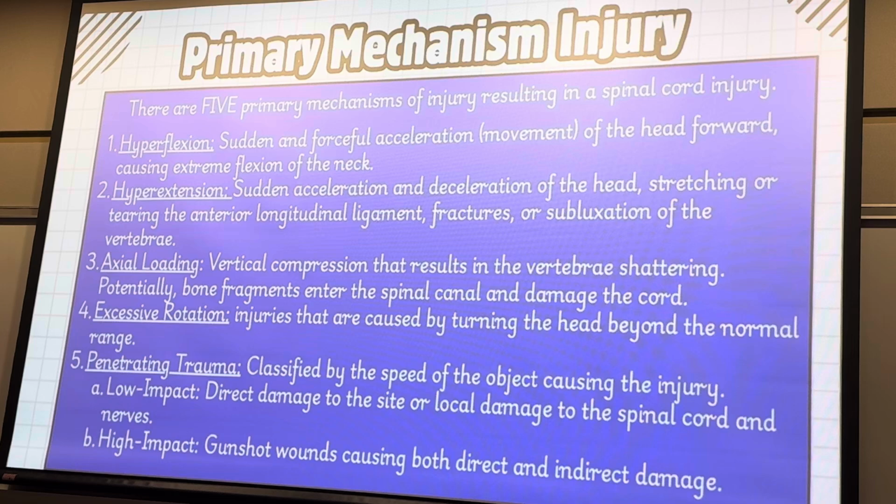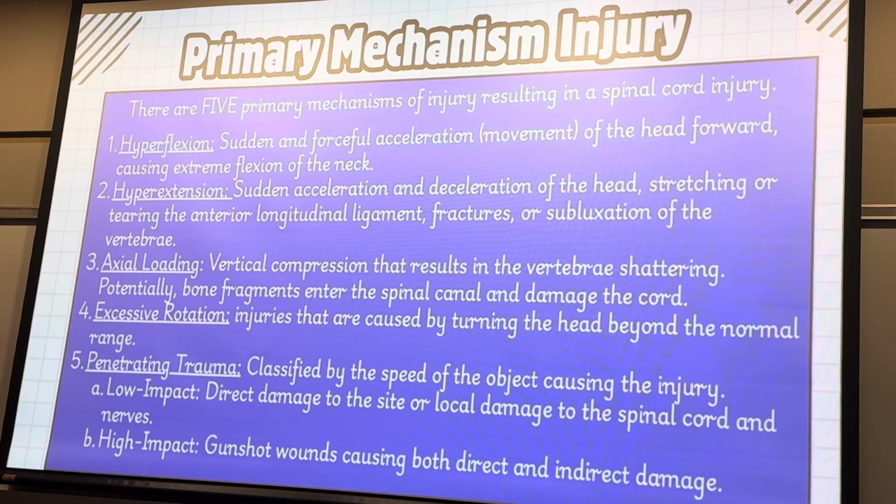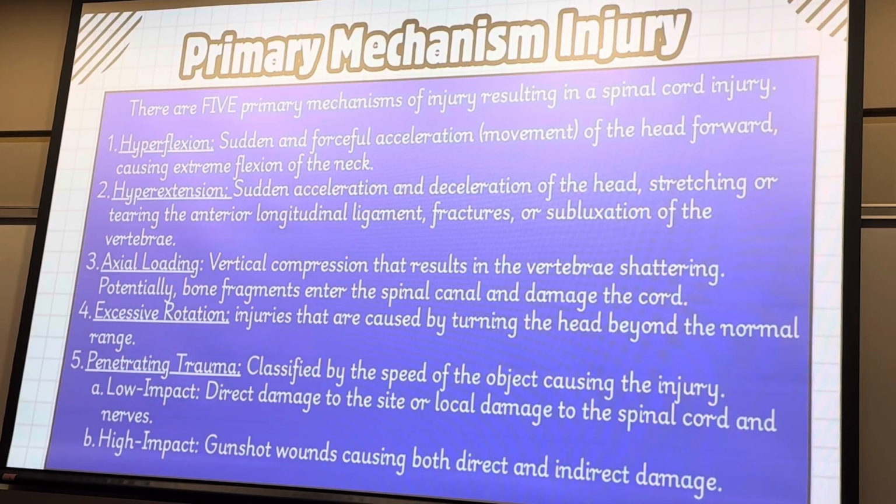Okay. I have my vertebrae, then I have my disc in between it. Axial loading, a lot of increased force or pressure along your spinal column itself. It kind of crunches in on itself, kind of presses on itself. That's what I'm thinking about with axial loading. So vertical compression that results in the vertebrae shattering. Potentially the bone fragments, so if I have a little fracture right here, it could actually break off and cause an injury along that spinal cord. It enters the spinal canal and damages that cord. So we'll think about that.